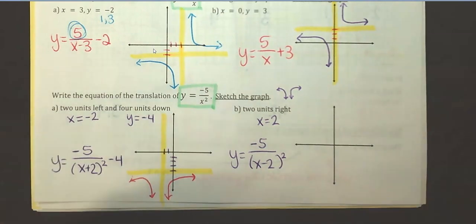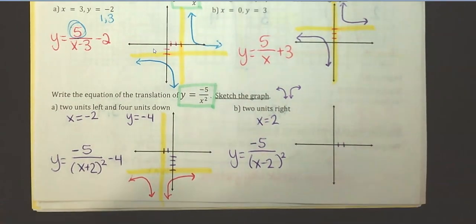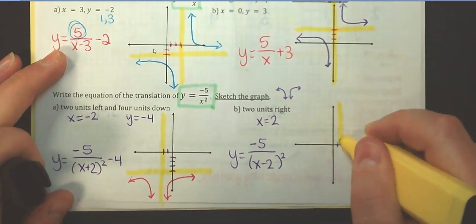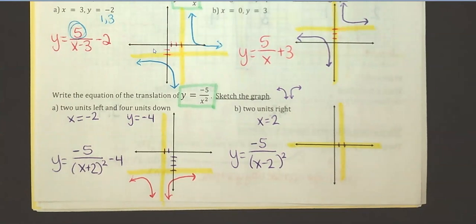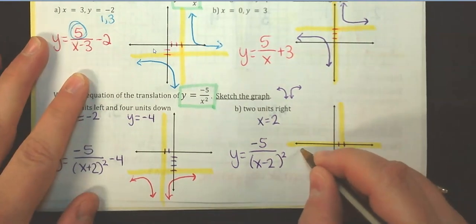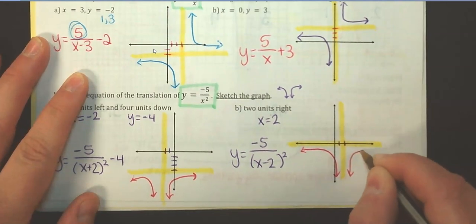And so 2 to the right, I'm just going to grab this, just go like 1, 2. And then you're not shifting up or down. So the x-axis would be your other asymptote. So it would be y equals 0. And I have a negative 5 on the top and a squared on the bottom. Squared causes the branches to go the same direction. The negative causes them both to go down.